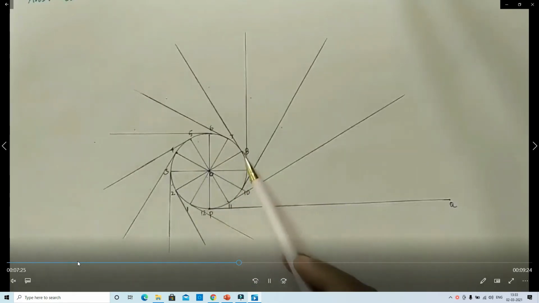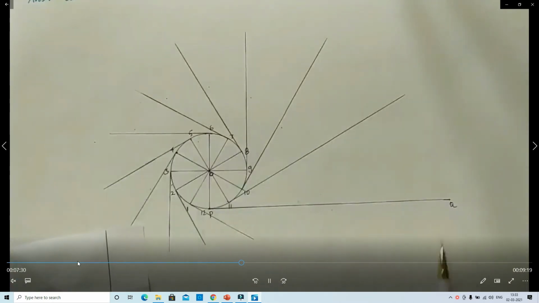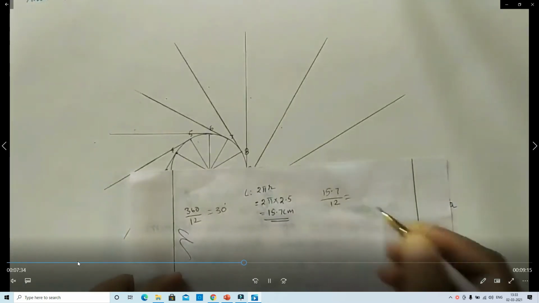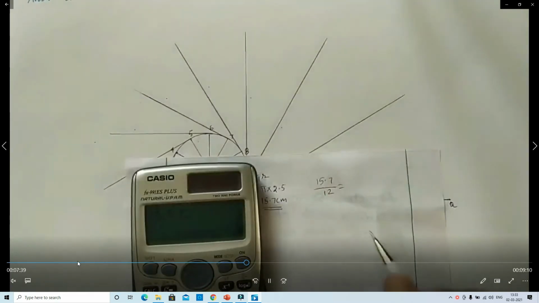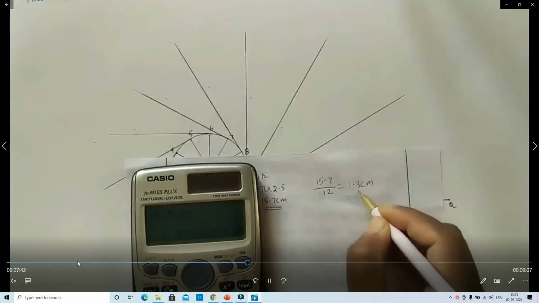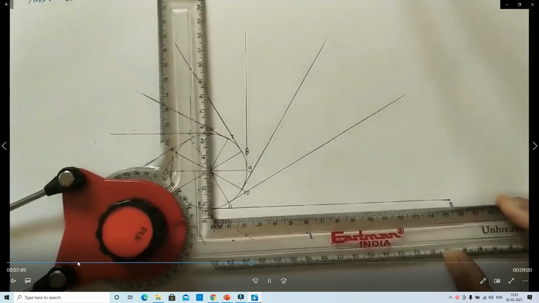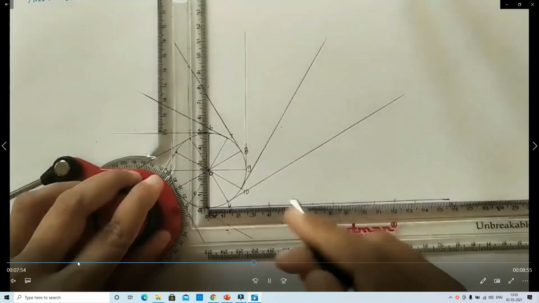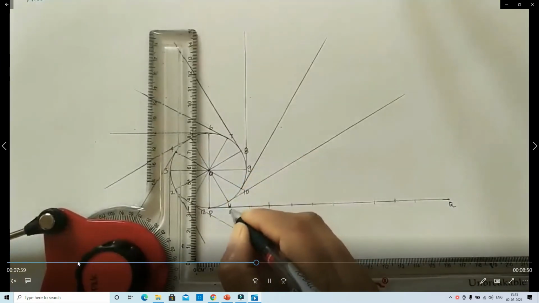Now we divide the circumference of the circle, 150.7 mm, into 12 equal points. 150.7 divided by 12, we calculate here only in mm, is 12.5, about 13 mm. In this way, we divide it into 12 equal points.